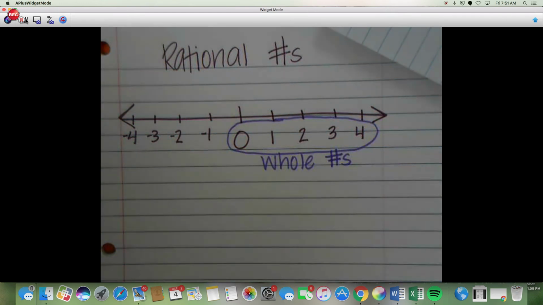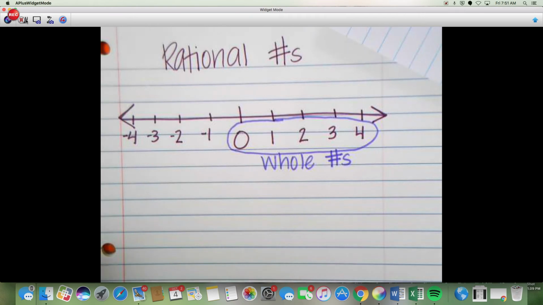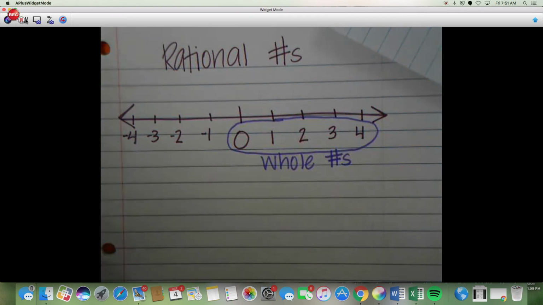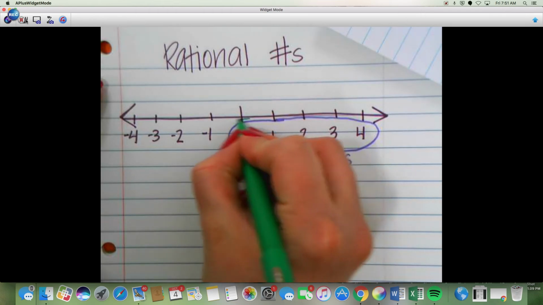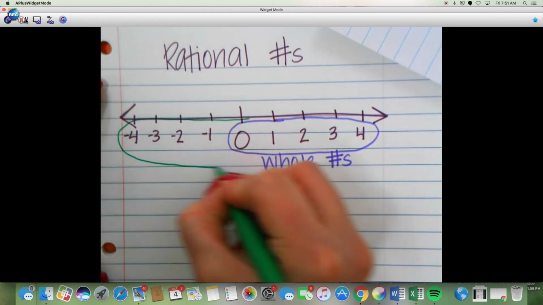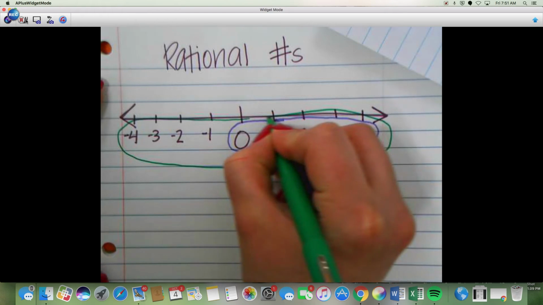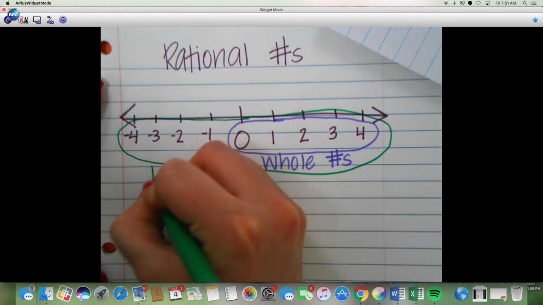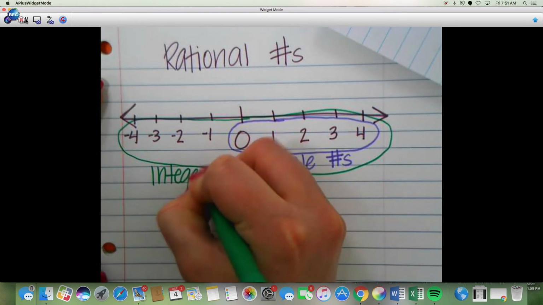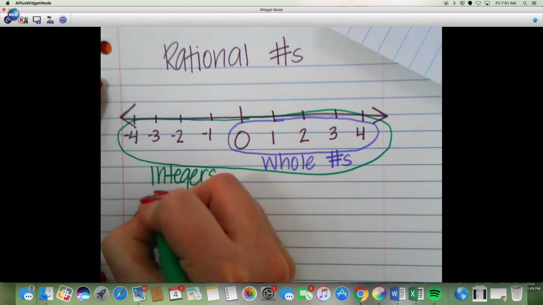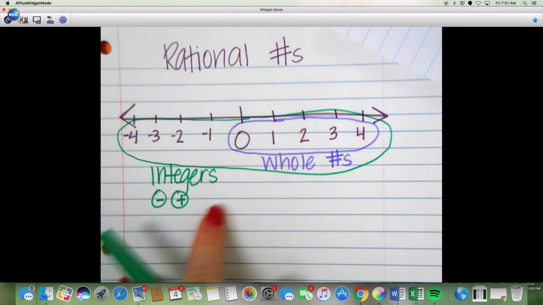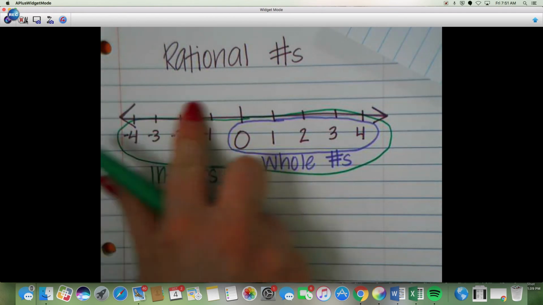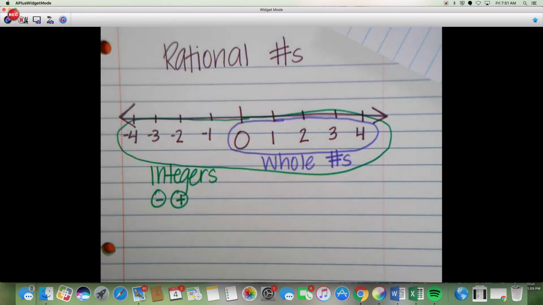Now, next, let's talk integers. Go ahead and with another color, circle every number you have on your number line, including those whole numbers. Those are your integers. And remember, integers are negatives and positives. Negative and positive whole numbers. Those are your integers. Okay?